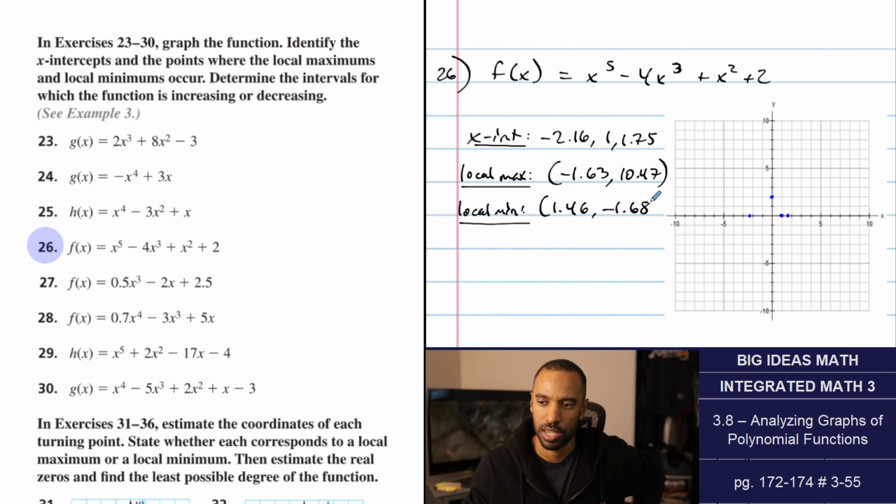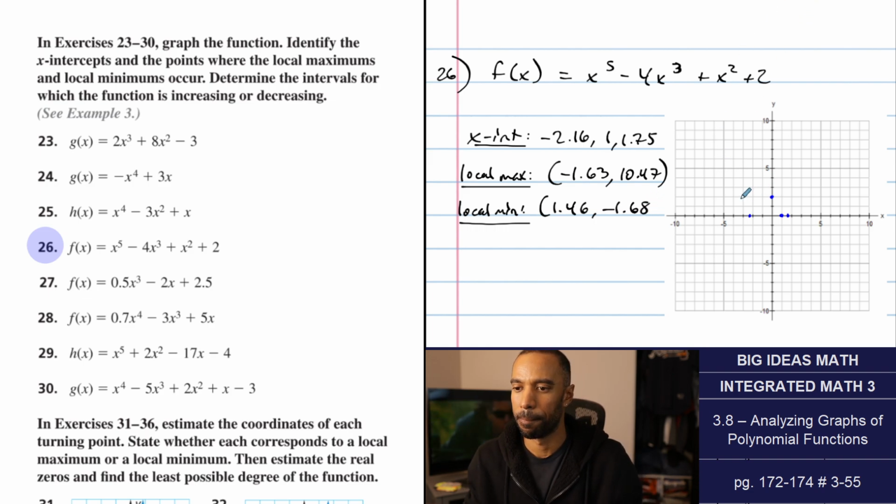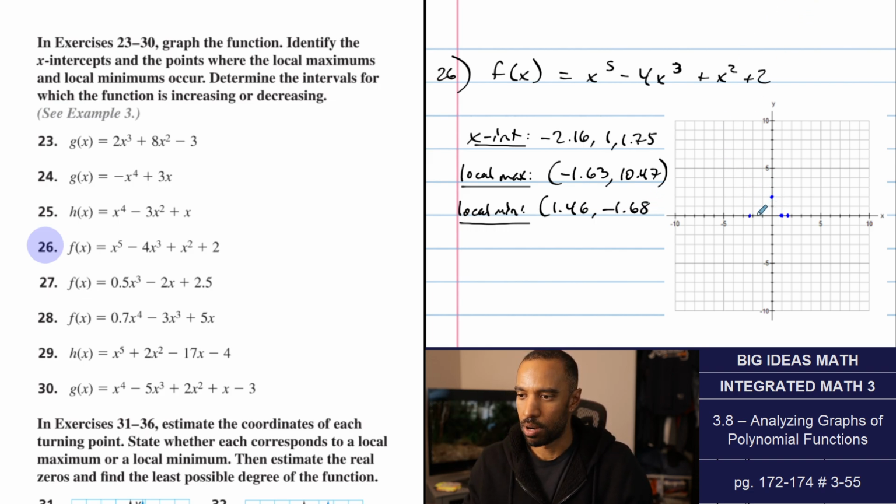Negative 1.68. There's a lot to do for these problems. Local max, negative 1.63, comma 10.47. It's around 10.5 right there. Okay, and then 1.46, comma negative 1.68. What was this number? 1.75? 1.46, comma negative 1.68. Probably about like that.